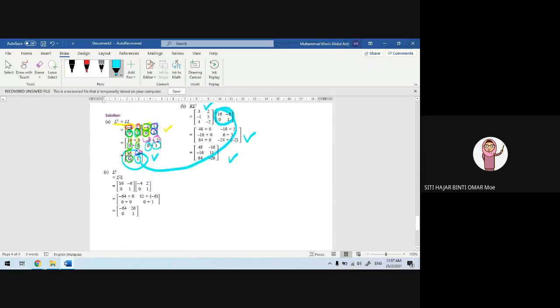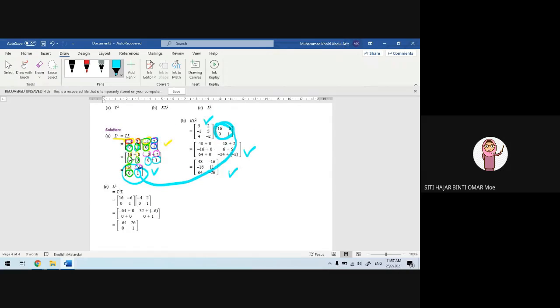Okay, last one is L cube. L cube means that you have to know that it is L squared multiplied by L. So why we write down L squared? Because we already have the answer here. So we use this answer straightly to here. And then we only multiply by another L only. So no need to repeat the process again. Use the answer here only. Then write down your answer.